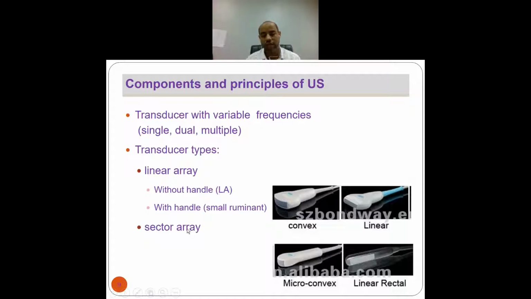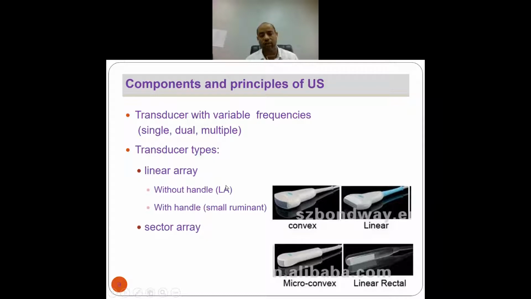So the linear array probe is the one with the linear flat surface, as I showed you before, in this example, the second picture from the right. So the surface is linear, I mean flat. And it's linear because the crystals, as I mentioned, which vibrate to produce the sound waves, are also arranged in a straight line. So that's why it's a linear array type of probe.